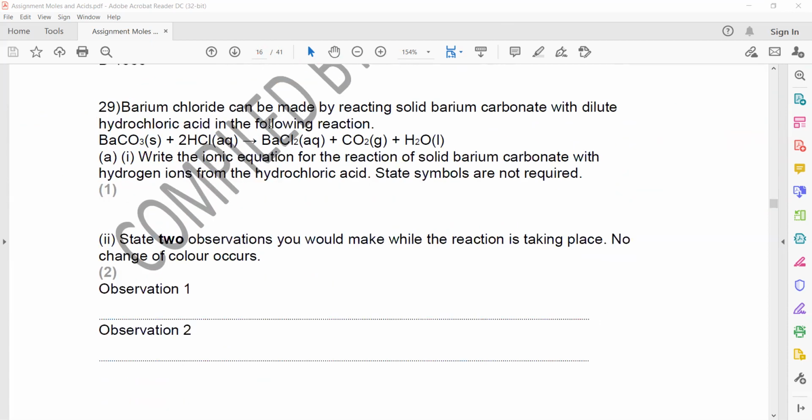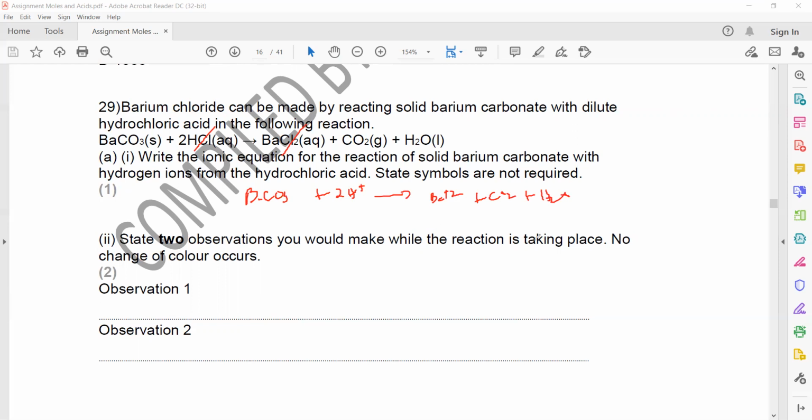Then question 29, barium chloride reacted. Write an ionic equation. To write an ionic equation, we cancel out the common ion. Chloride ions are common, so we cancel those, and the rest will stay. So barium carbonate plus 2 hydrogen ions gives barium ion, carbon dioxide and water.